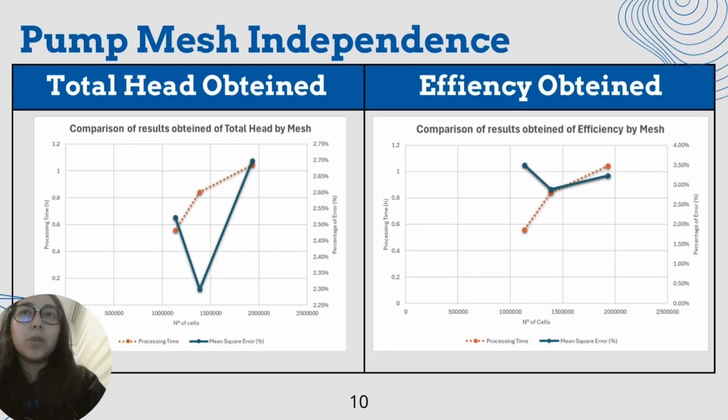In order to decide what mesh we're going to use, we made a pump mesh independence study. In this study, we compare the number of cells, the processing time, and the mean square error for total head and efficiency. We found that the reference mesh has a great processing time of 0.8 hours and an error of 2.3% and 3% for total head and efficiency correspondingly. So that is why we prefer to use this mesh to make the other simulations.